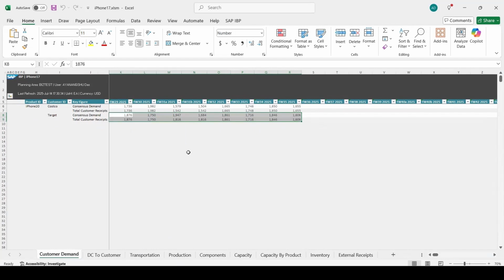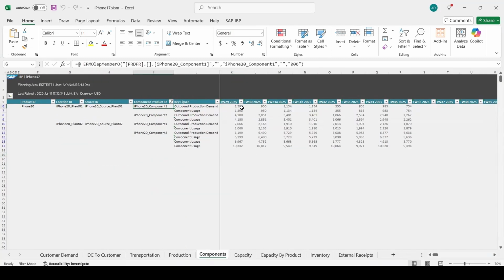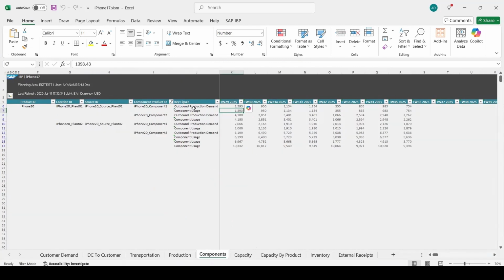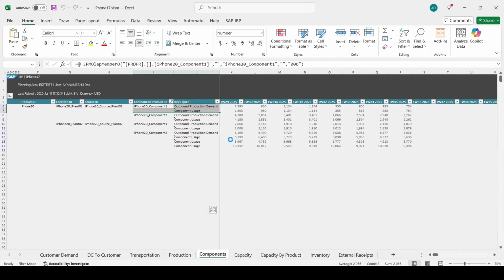The customer demand is fulfilled by the heuristics algorithm, and we see that the production happening in plant one is 1393 units, and plant two it is 2066 units. In the components, we have component one of 1393 units, because 1393 units is what the finished product is manufactured. So that is the same number of elements that we required for component one. Similarly, for plant two, we have 2066 units, which is the same number we are producing of component one in plant two.